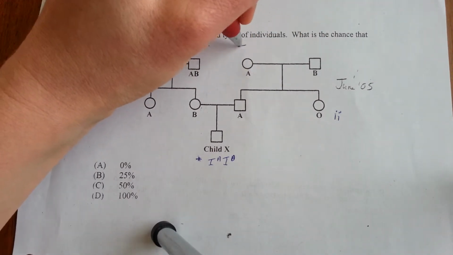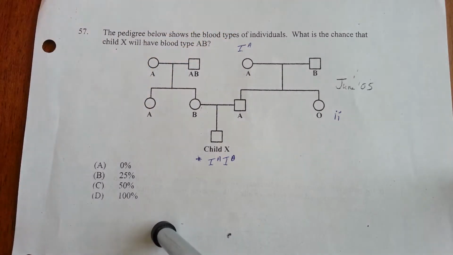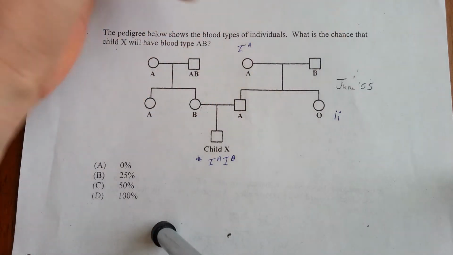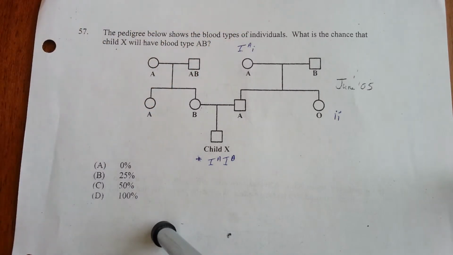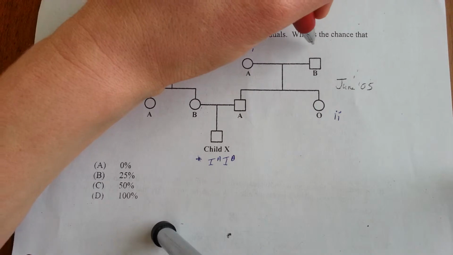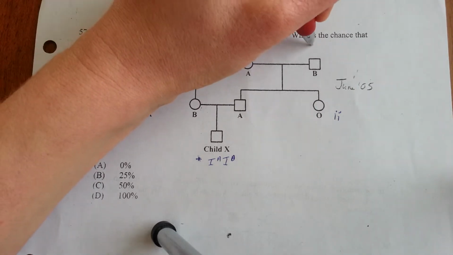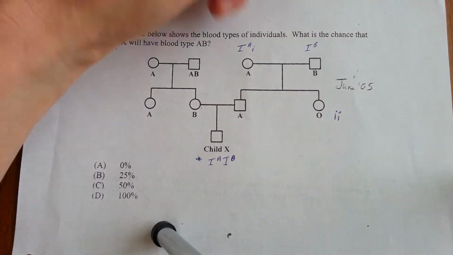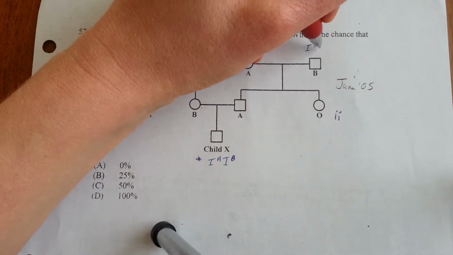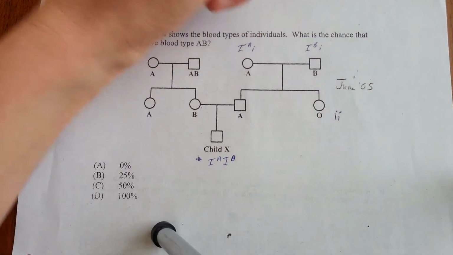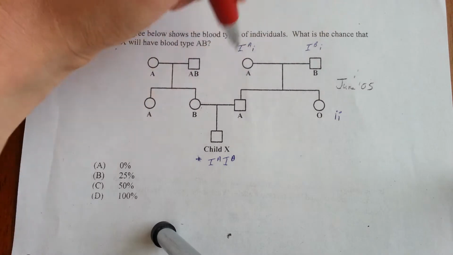Because the mom is type A, we know that she's IA anyways, but in order to have an O child, she also has to have a little i, or be heterozygous for blood type A. Blood type B over here, same thing. We know he has a B allele, and we know because he has an O child, he must also be heterozygous. So that would be the two parents there, an O child.